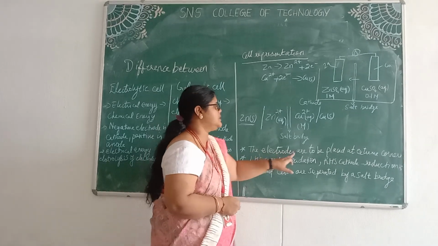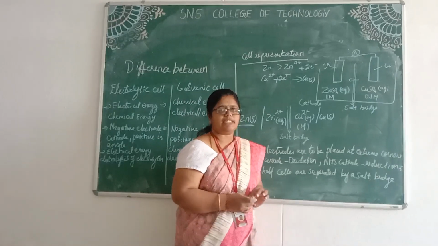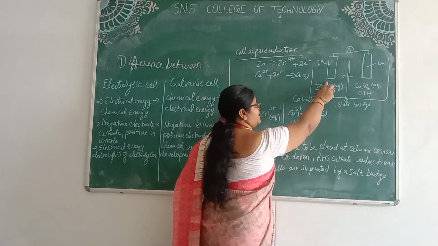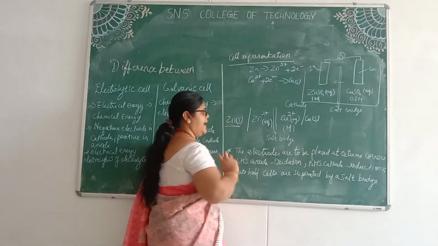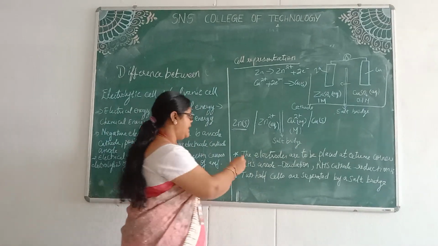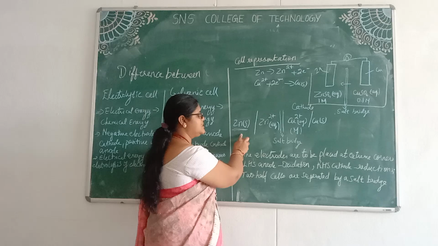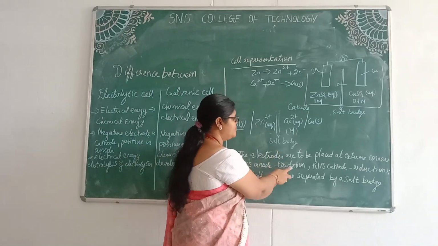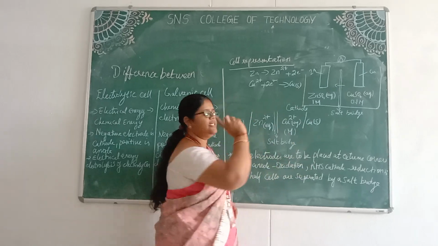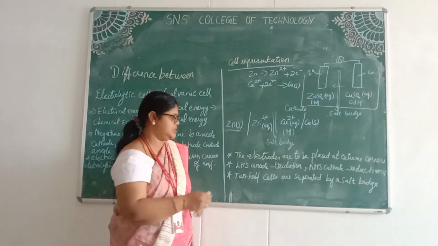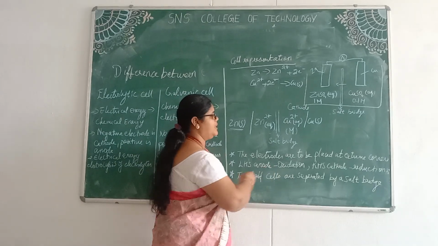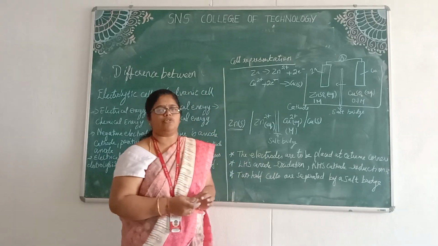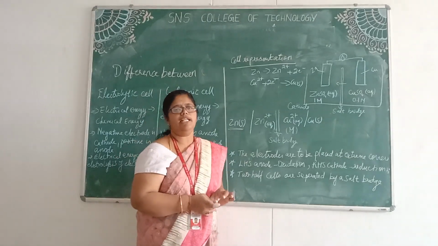The electrodes are placed in the extreme corners. And the second one is, the LHS, that is the left hand side, is the anode where the oxidation is taking place, and the right hand side is the cathode where the reduction is taking place. And the 2 half cells are separated by a salt bridge. So these are the points that have to be remembered in a cell representation.